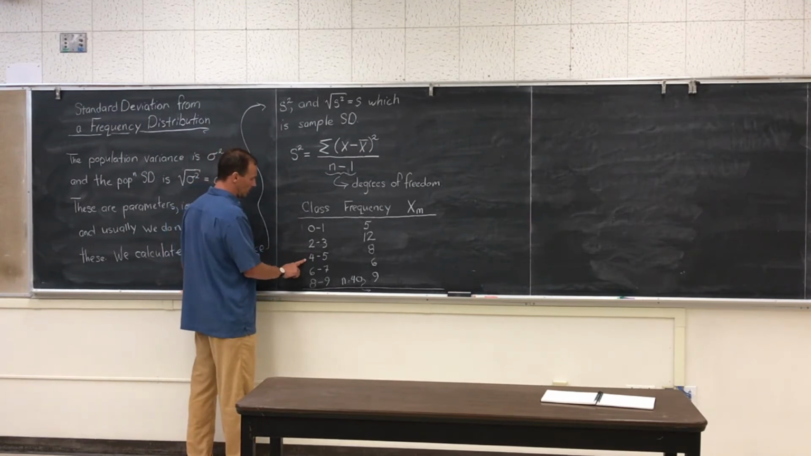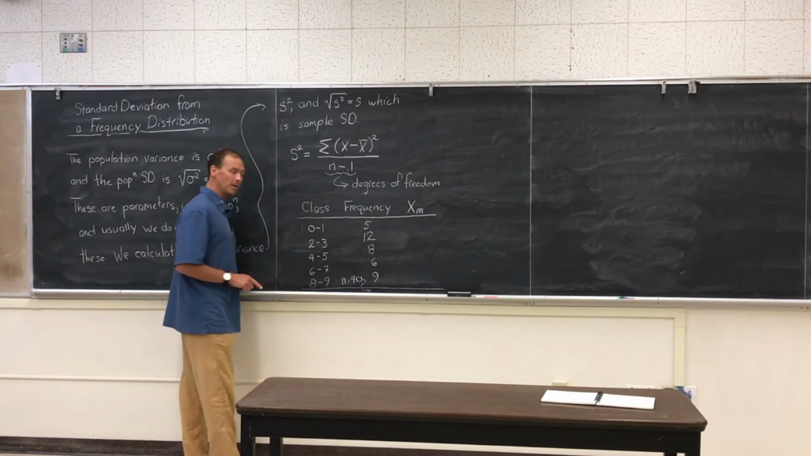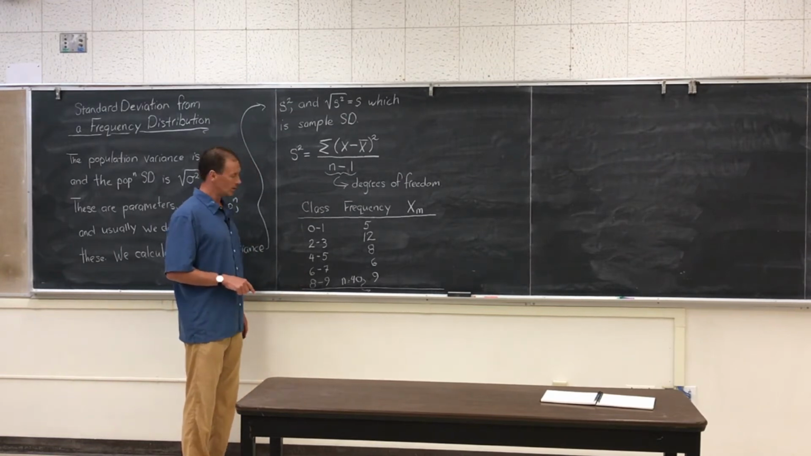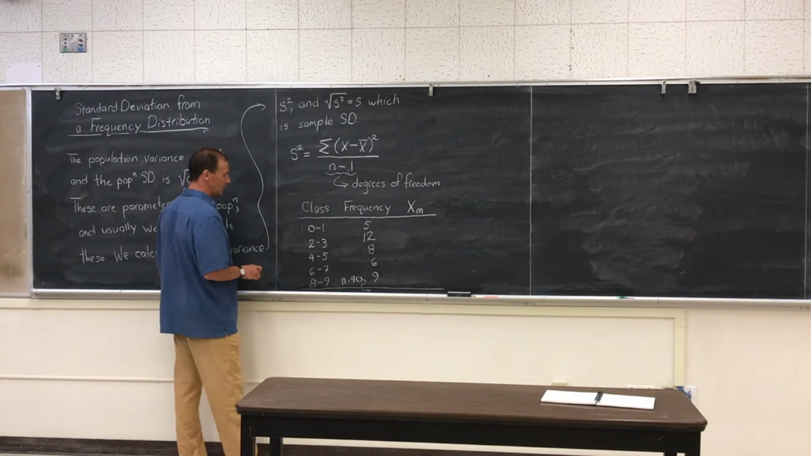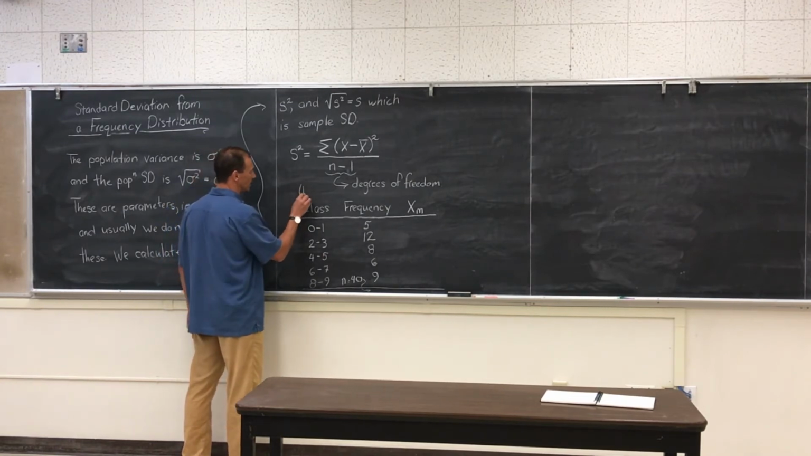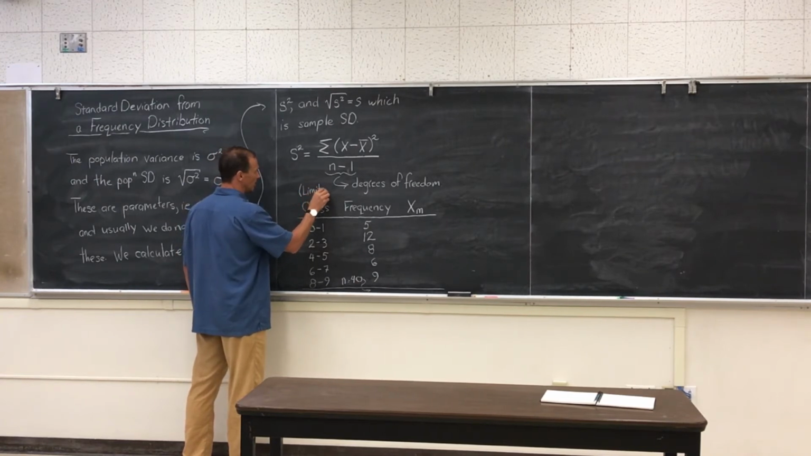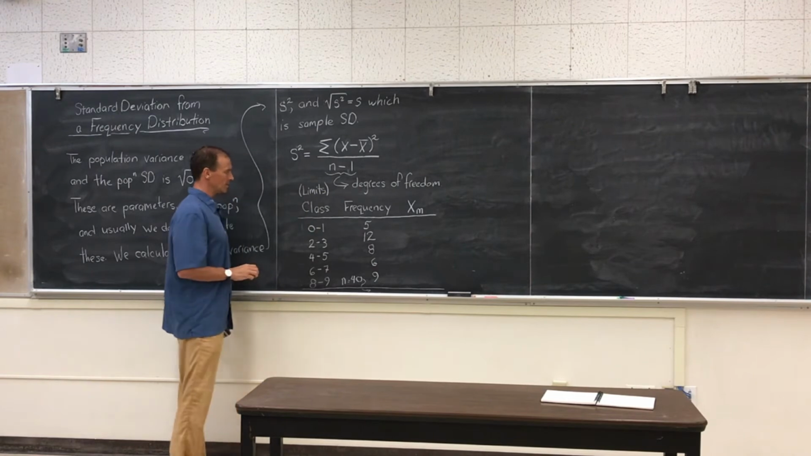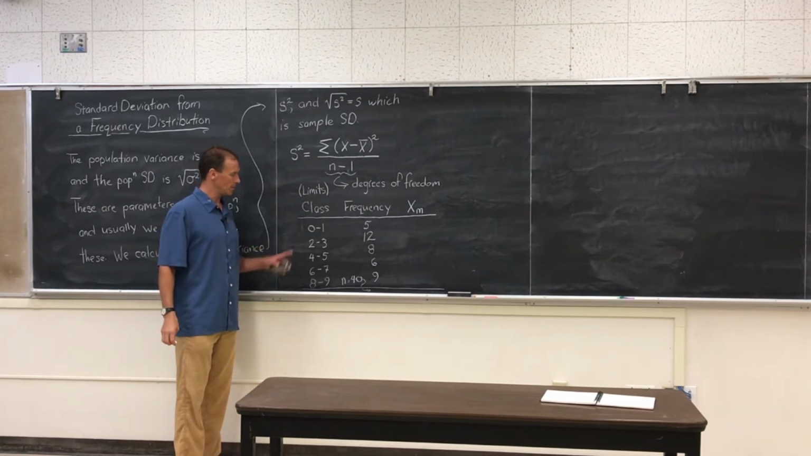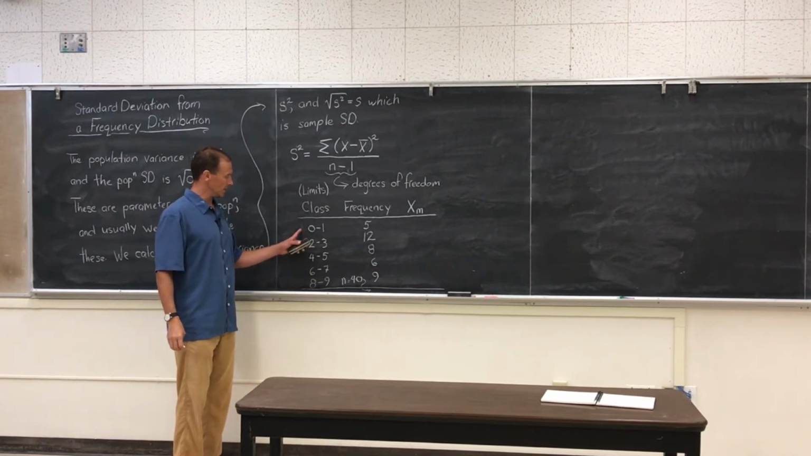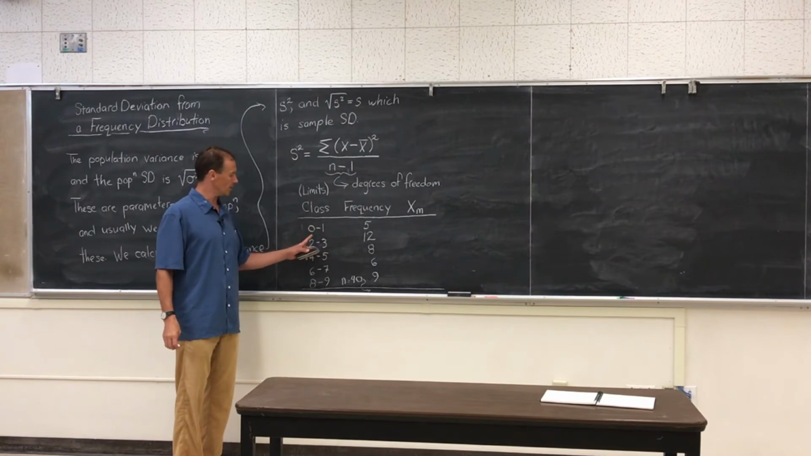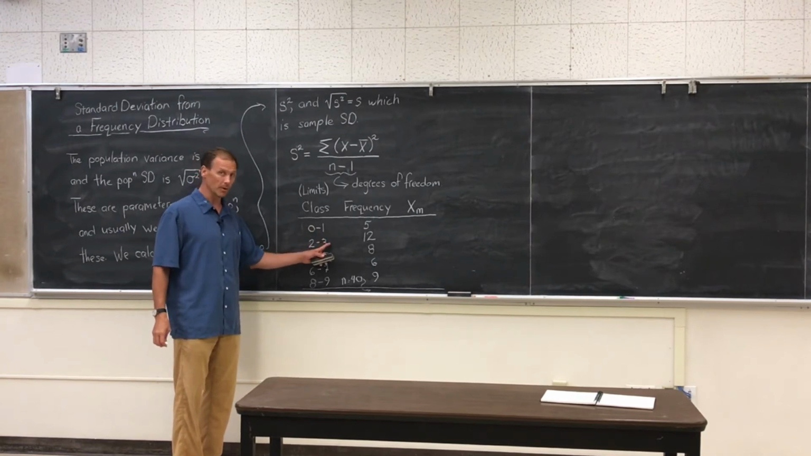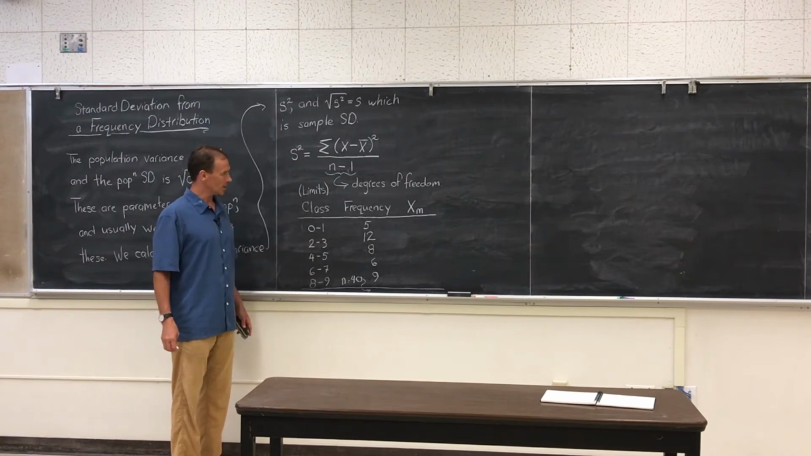As a quick review, we've talked about class limits and class boundaries. In this case, this frequency was given to you in class limits. So it's always a good review to make sure: am I looking at limits or boundaries? These are limits. Remember, boundaries would be minus 0.5, 1.5, 3.5, and they would share that boundary. Okay, let's come over here.